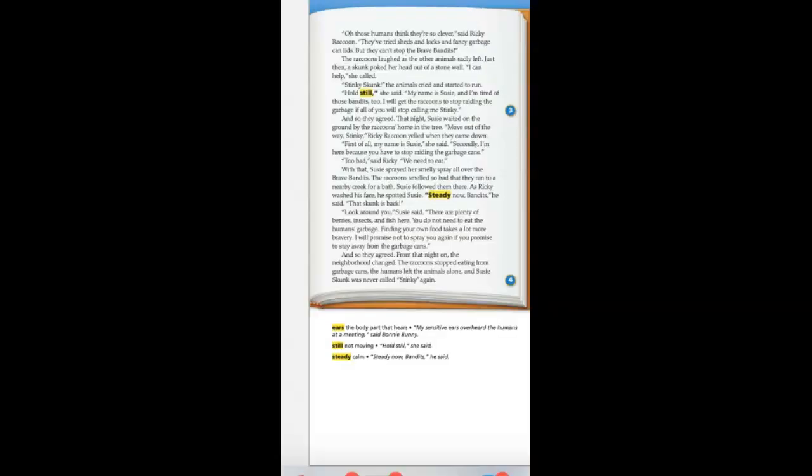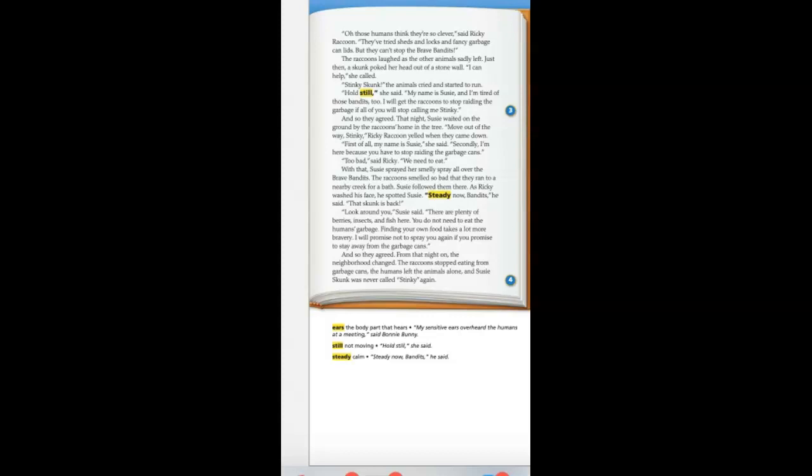Our next vocabulary word is the word ears. Ears are the part of the body that hear. The word ears was used in the story when it says, "My sensitive ears overheard the humans at a meeting," said Bonnie Bunny. So the word ears means the part of the body that hears.